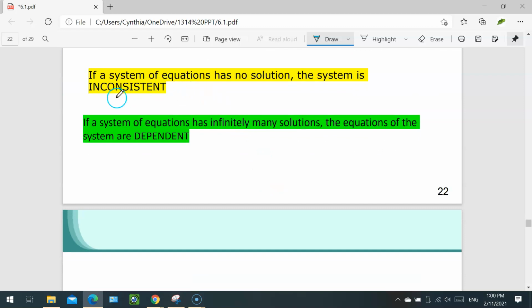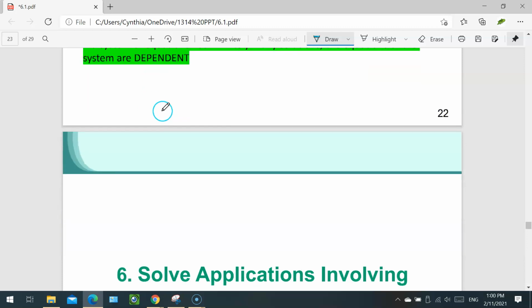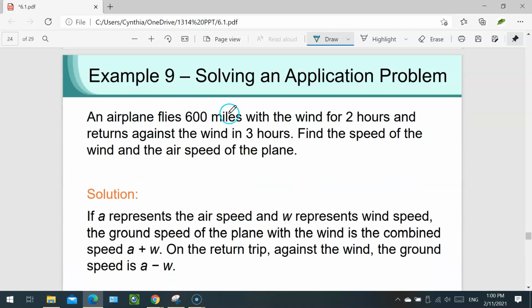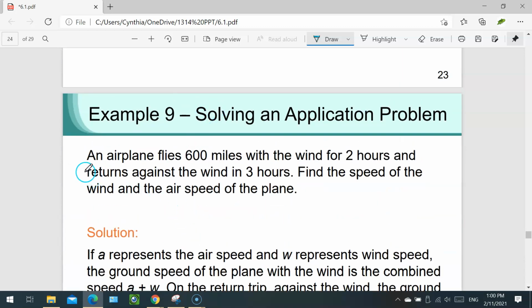Look at the highlight here. If a system of equations has no solution, the system is inconsistent. If a system of equations has infinitely many solutions, the equations of the system are dependent. So recognize these two. You will see these two on your homework. Now we will move on to solve an application question.